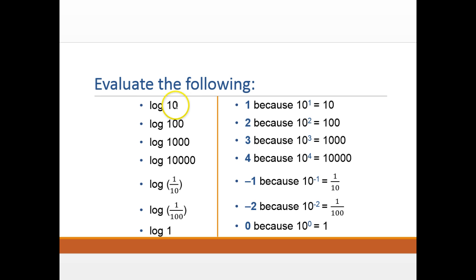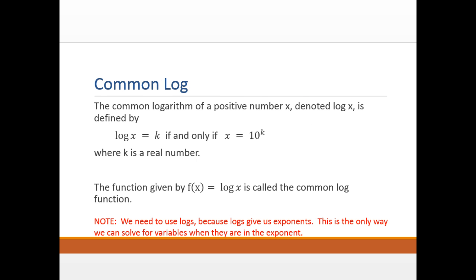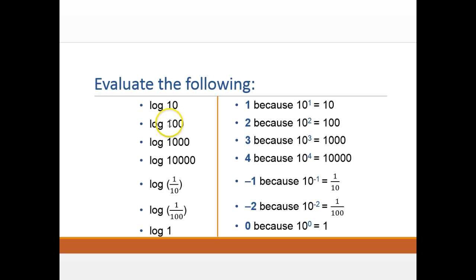Evaluate the following. Log of 10. We know log of 10 is equal to 1 because 10 to the first equals 10. Remember, x equals 10 to the k. This is what k is. K is that exponent. So log of 100. My base is understood to be 10. 10 to what power is 100? 2. 10 squared is 100. Log of 1,000 is 3 because 10 cubed is 1,000. Log of 10,000 is simply 4 because 10 to the 4th is 10,000.